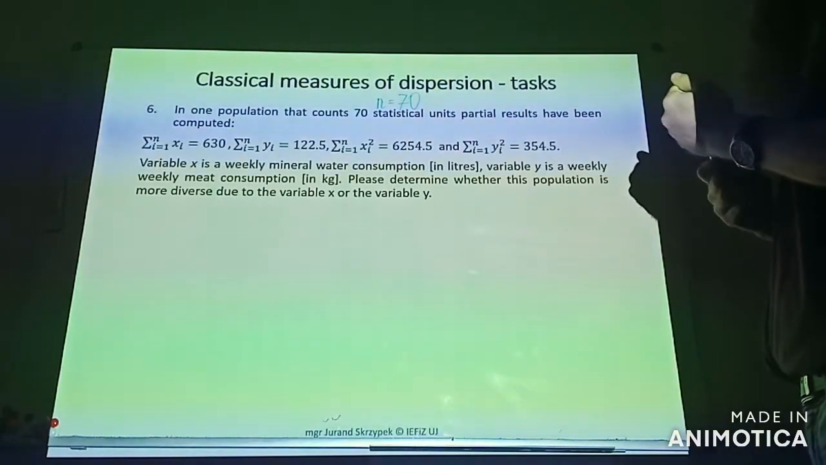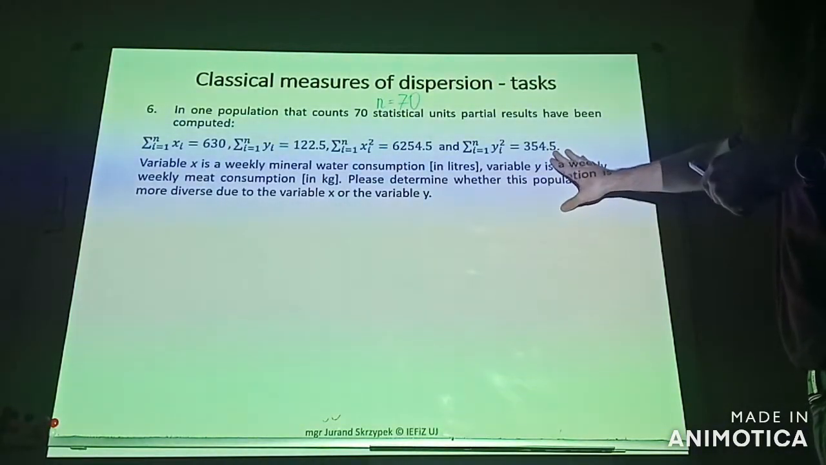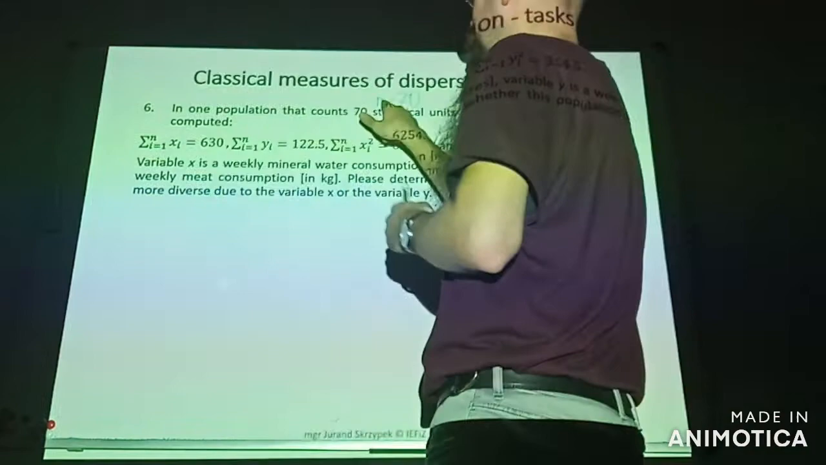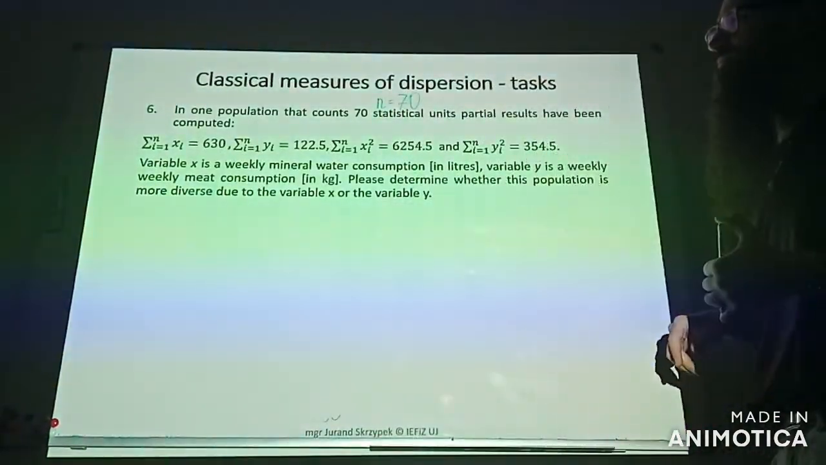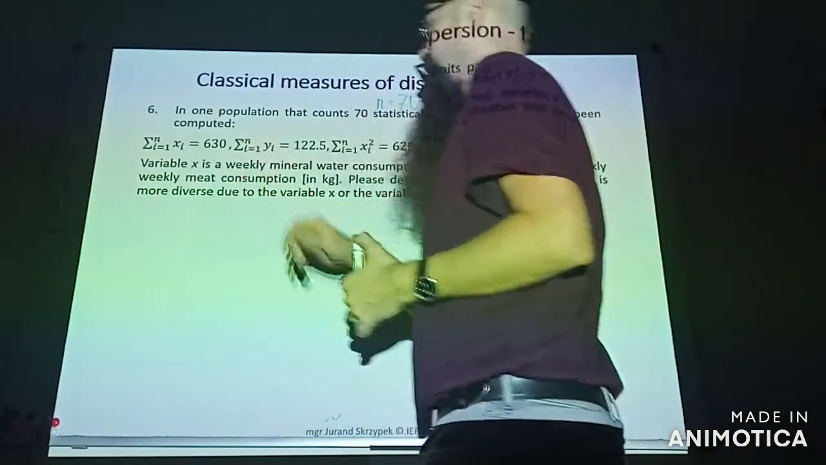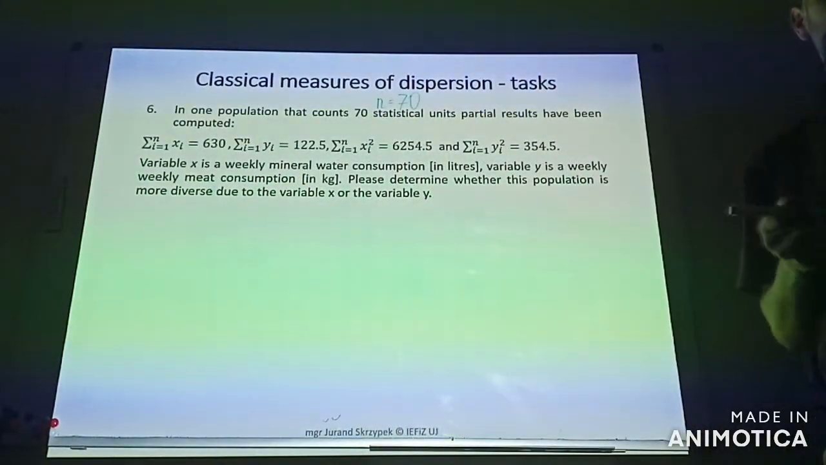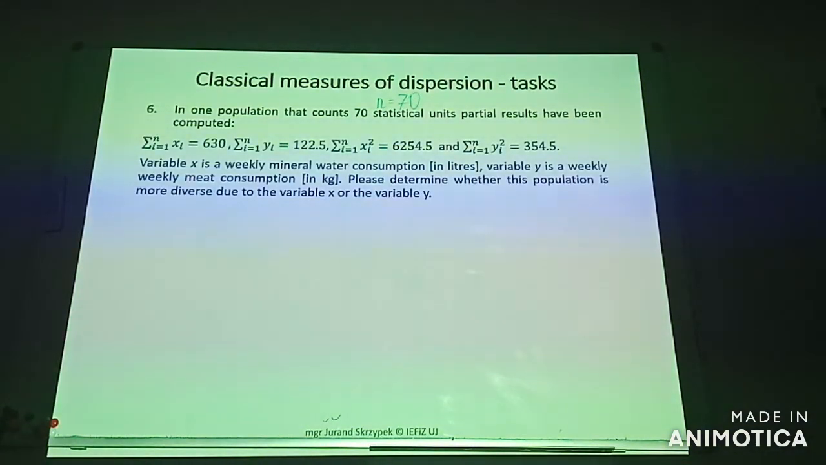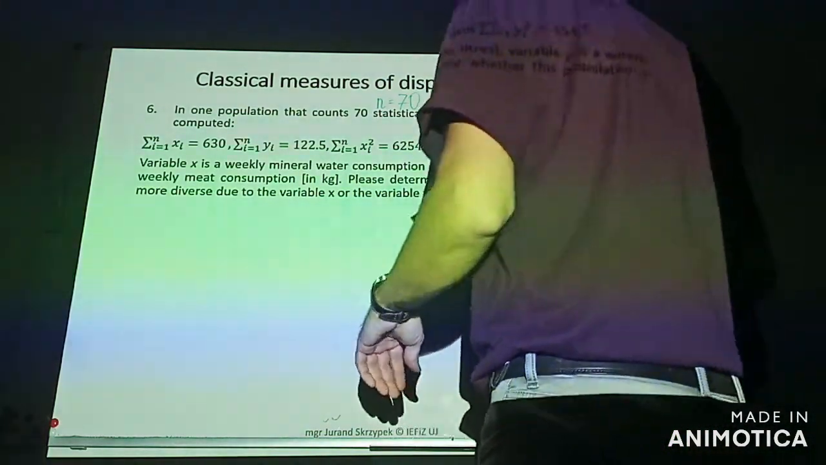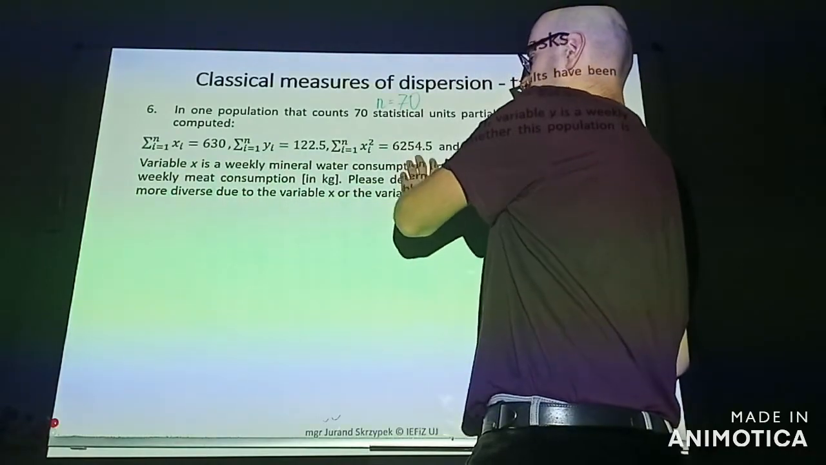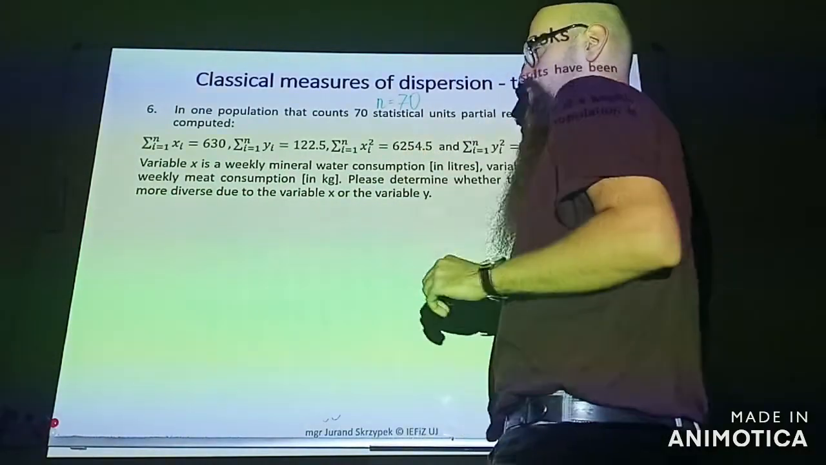What should I do with this kind of data? Okay, I have n and I know the sum of x values and the sum of y values. So I am able to compute the average weekly mineral water consumption and the average weekly meat consumption. It's not a problem. I have all the data that are needed to compute means.